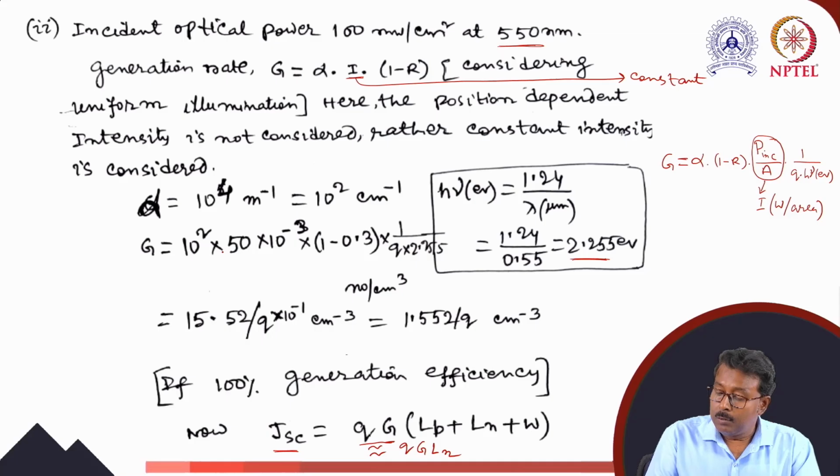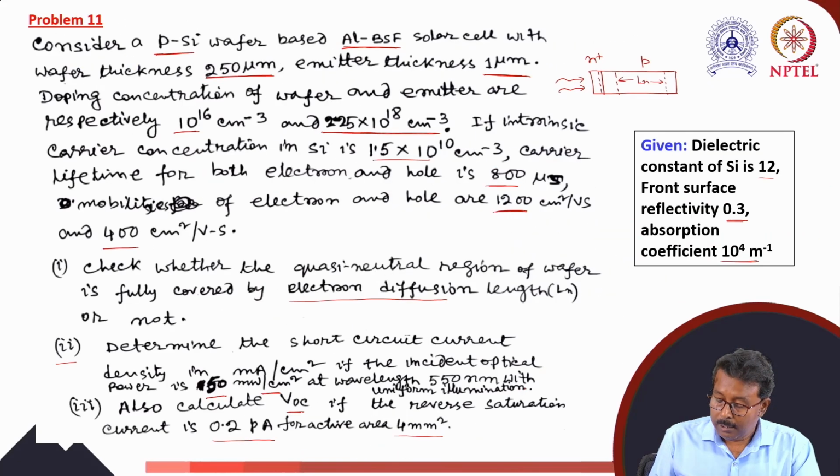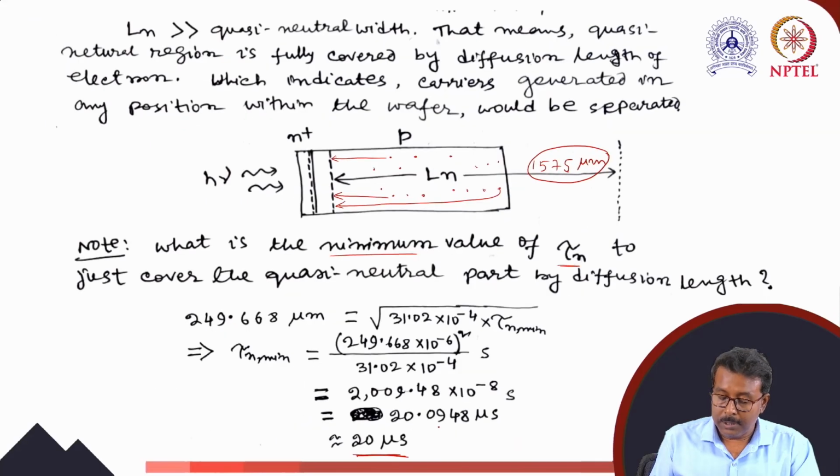So G is equal to, first we have put it in centimeter, if we calculate, centimeter, 10 to the power 2 per centimeter inverse, 50, and the area is given. What is the area? Area is given, 4 millimeter square. Okay, 4 millimeter square.